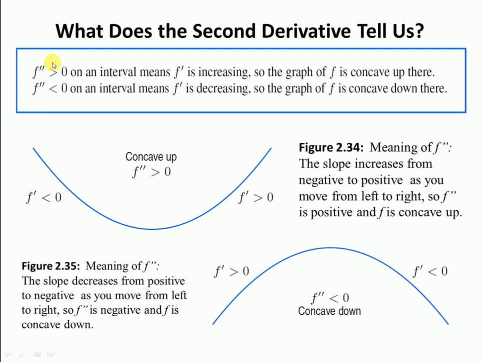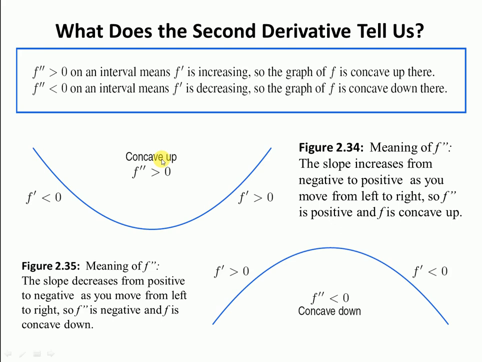And in contrast, if the second derivative is negative, that means the first derivative is decreasing, or the graph of the original function is concave down. And take a look at this picture for easy visualization. If I go from left to right, my first derivative is going from negative up to positive, right? So it goes from decreasing to increasing. That means my second derivative is bigger than 0, so I have concave up, or the curve opens up.